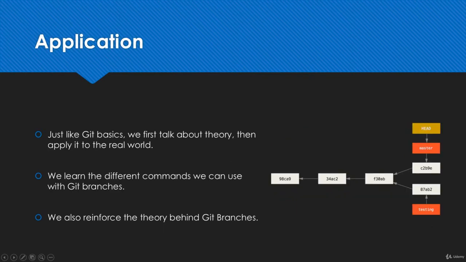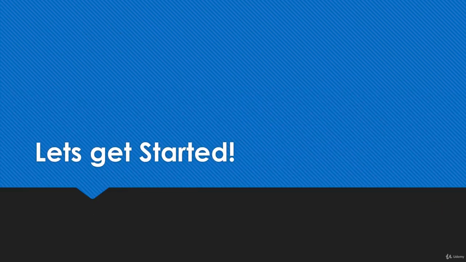So after we cover the theory, like I said, we're going to move on to putting it in the real world. So we're going to learn all of the different commands and functions that come with Git branches, and we're also going to learn their uses and how you can use them in your real projects. So let's get started.